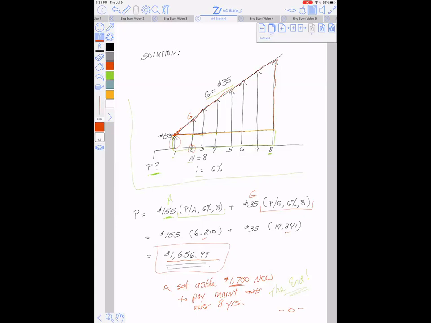All right, that is a quick teaching on gradients, increasing and decreasing, and how you take a non-behaving cash flow and turn it into an annuity plus or minus a gradient.